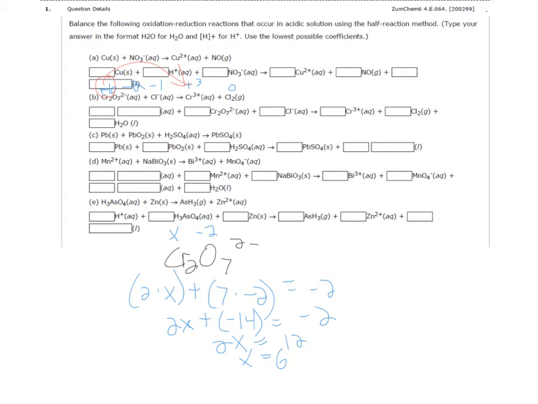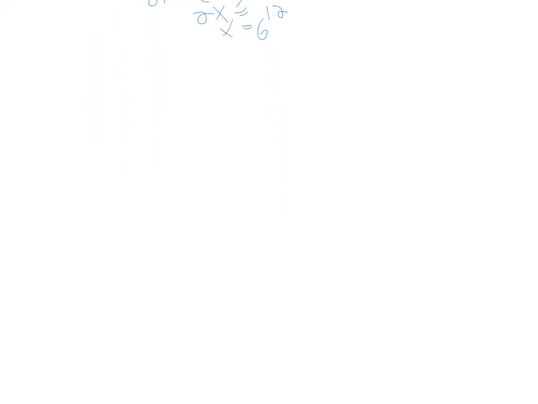Chlorine, -1 on the left side, 0 on the right side. That means it experienced an increase in charge. That's a good thing, because if one element is reduced, you certainly have to have another element that's going to be oxidized. So chlorine oxidized, chromium reduced. Let's break apart into half reactions.